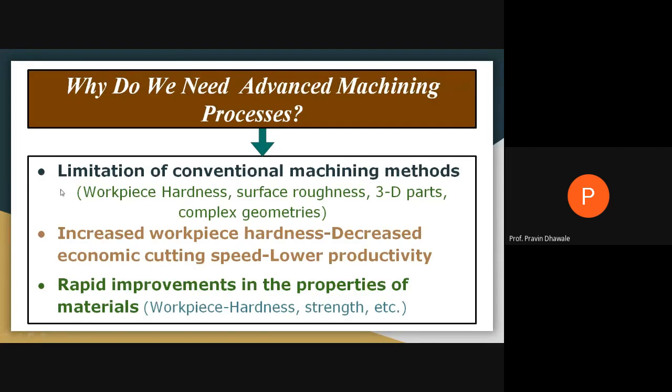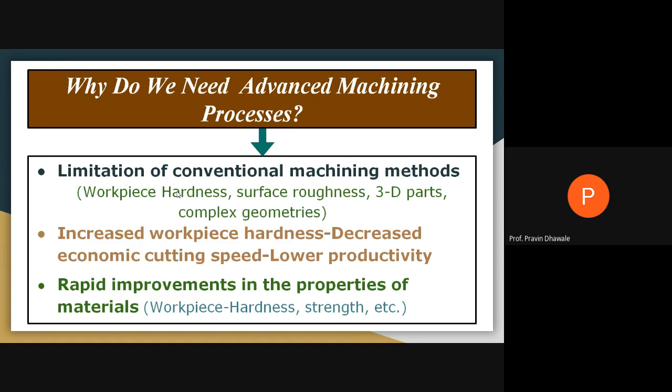If we consider the limitations of conventional machining processes, what are the limitations? The workpiece hardness, that is a limitation. Means we cannot machine materials having very high hardness by using the conventional process. It is very difficult to remove material from such hard material by using the conventional machine.